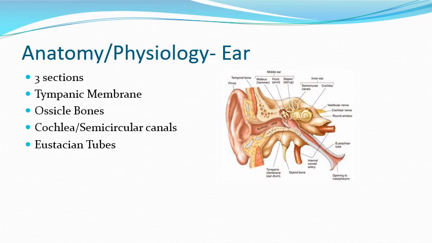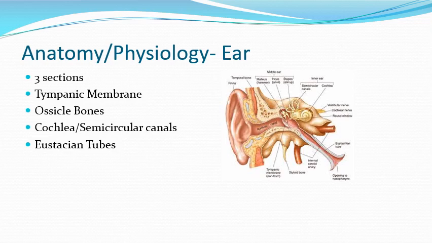The inner ear contains those two, and the cochlea and the semicircular canals each have specific functions. The cochlea functions to continue the conversion of sound waves to nerve impulses for the brain to interpret. And then the semicircular canals are responsible for helping you maintain balance. So the inner ear is partially responsible for our ability to maintain balance, and that's the function there.